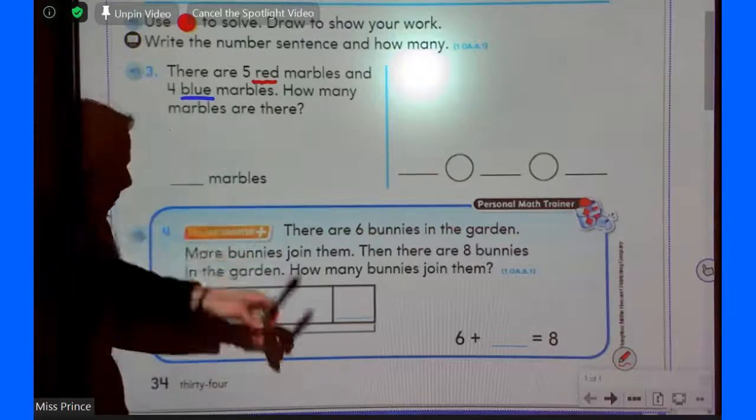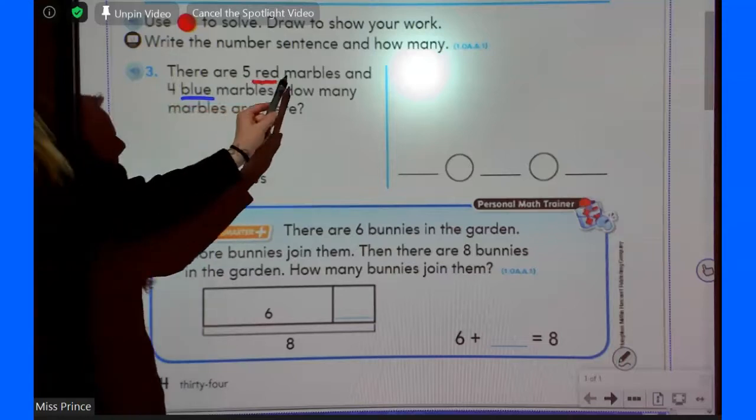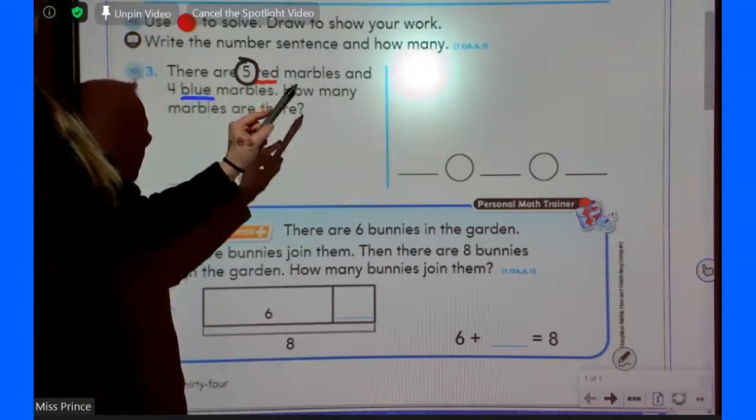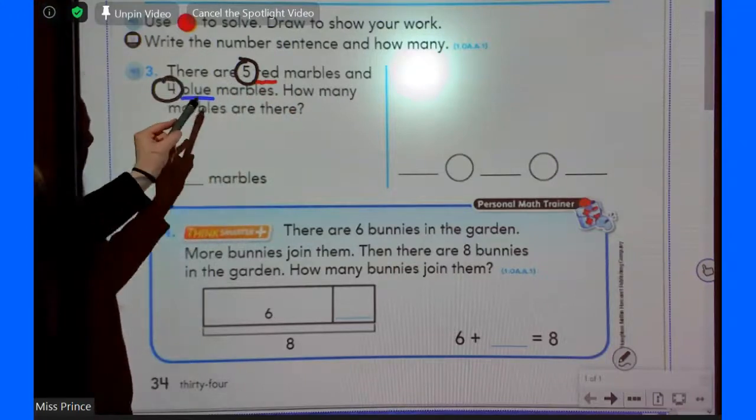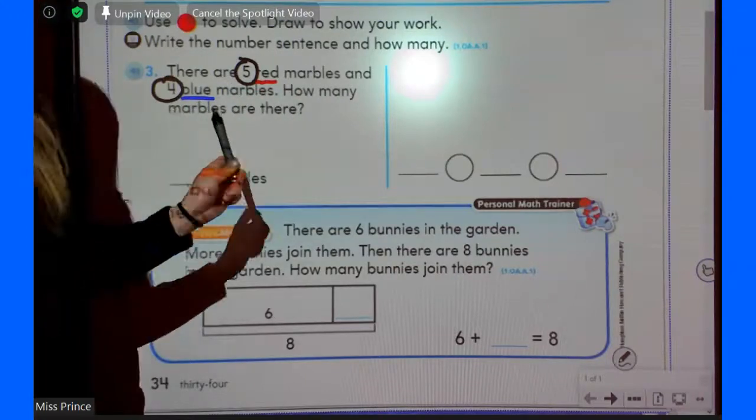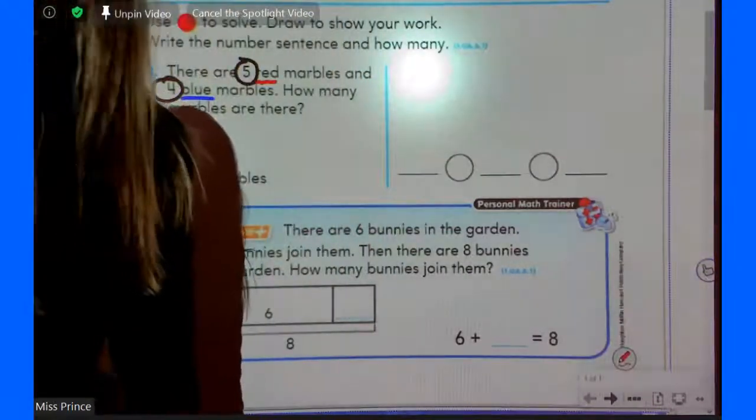All right, circle important information with me. There are 5 red marbles. Oh, I see a 5. And 4 blue marbles. I see a 4. How many marbles are there? What is the first one we need to draw?